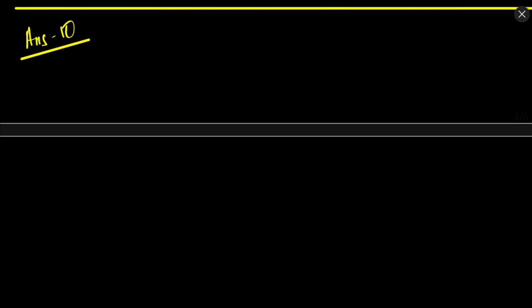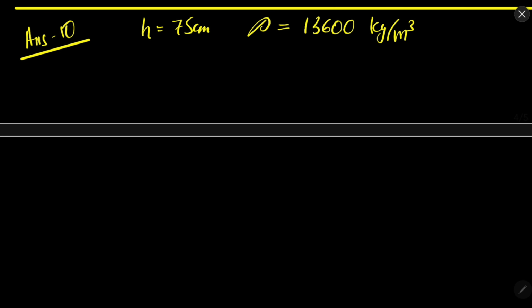So first of all, height is given 75 centimeter. Density, I am representing density by rho. So density of mercury is 13600 kilogram per meter cube, and the acceleration due to gravity is 9.8 meter per second square.